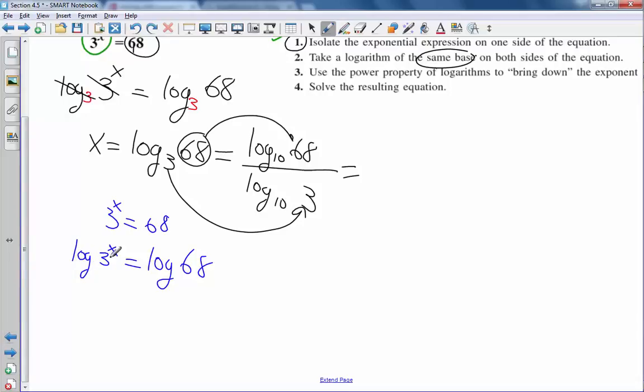So, how can I get x by itself then? x is up on the tower, locked in. How can I bring this down to the floor?